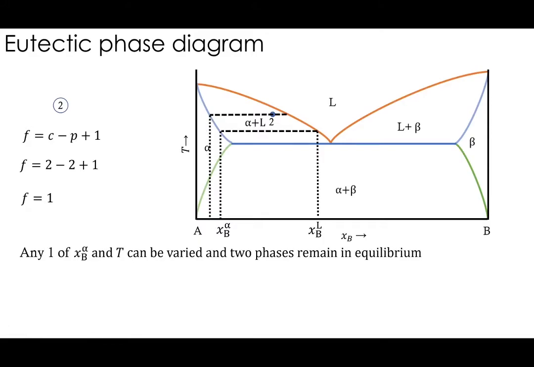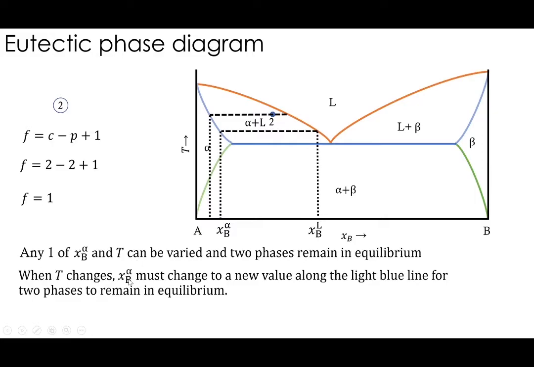So when temperature changes, XB alpha cannot remain the same, and it cannot go to any random value. It has to have this particular value. So XB alpha is restricted now. When we change temperature freely, the composition is restricted. Similarly, if we try to change composition freely, temperature will be restricted. Think about changing XB alpha from this value to some other value, then temperature will be the value that corresponds to this point. So these two cannot vary independently. We can vary only one value independently.